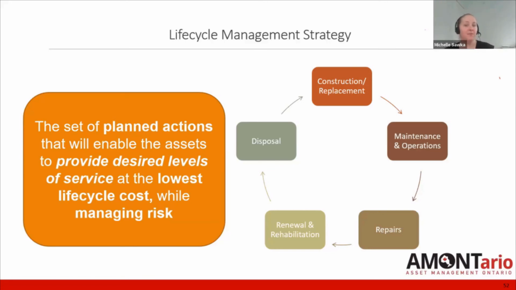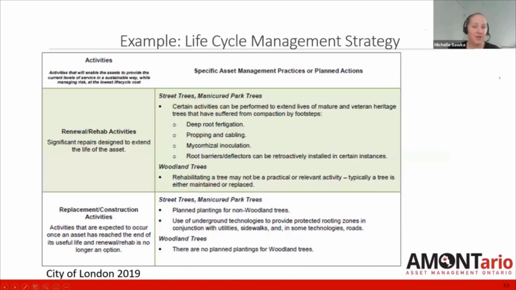Your goal is really to determine the ideal set of activities that will achieve the ideal condition profile and maintain the levels of service required. And then of course you also need to look at the costs involved. Here again is an example from York Region. For their street trees, their rehab activities have been identified as things that will extend the lives of their mature and veteran trees. Things like root barriers, propping, and cabling. The replacement activities they've identified include planting trees, which makes sense from an urban forestry perspective, but then also using technologies like soil cells to plant their trees under sidewalks to protect root zones from compaction.